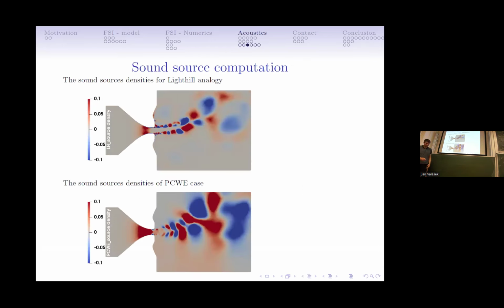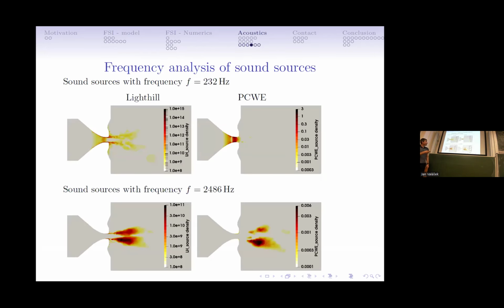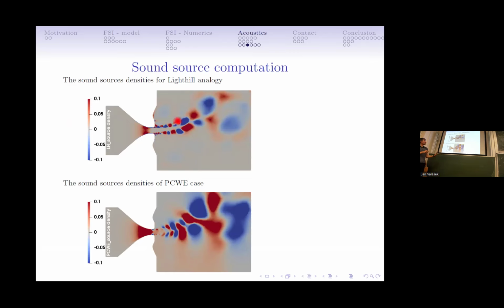And this is a sketch of how the sound sources look in the Lighthill analogy. You can see that this is the divergence of this velocity tensor. So this is rather connected with the boundaries of the strong jet going through the vocal folds and this channel. And in the case of this acoustic wave equation, we have a second time derivative, which is rather connected with the centers of vortices behind.